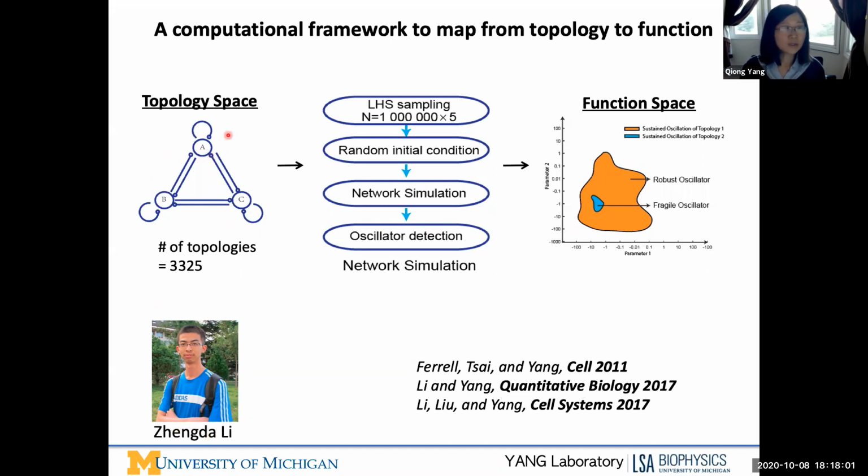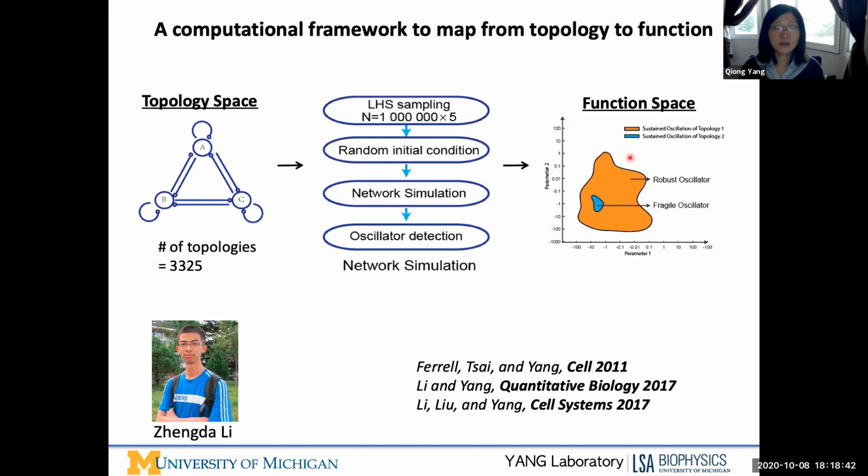So basically what we look at here is instead of just the one or two core topologies, we look at the whole topology space formed of 3 node networks. And for each topology, we do a random parameter scan. And then we map the result onto this function space. So in this case, we are specifically interested in the robustness of the oscillator. So how do we define the robustness? Similar to the previous study, what we define here is the number of hits within the parameters that we are sampling that can support a certain topology for oscillation.